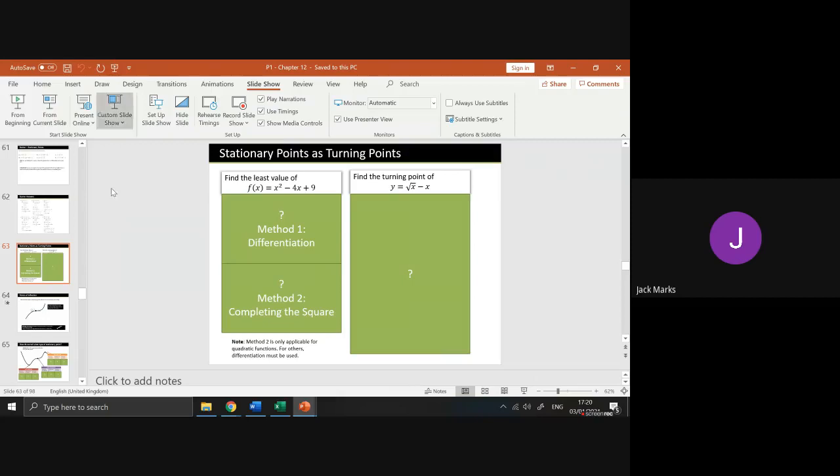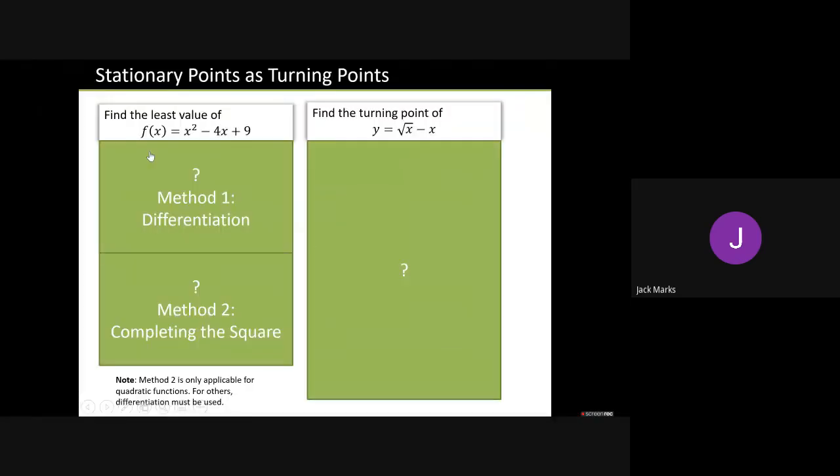Okay, last time we started talking a little bit about stationary points or turning points, which is when the gradient is equal to 0. So we've got some other questions on these. Find the least value. In other words, find the lowest value given from this here.